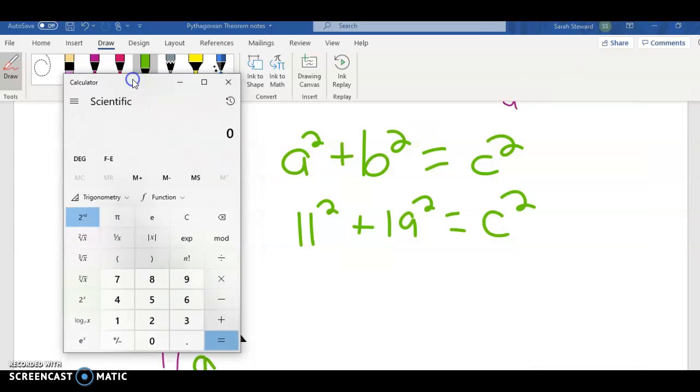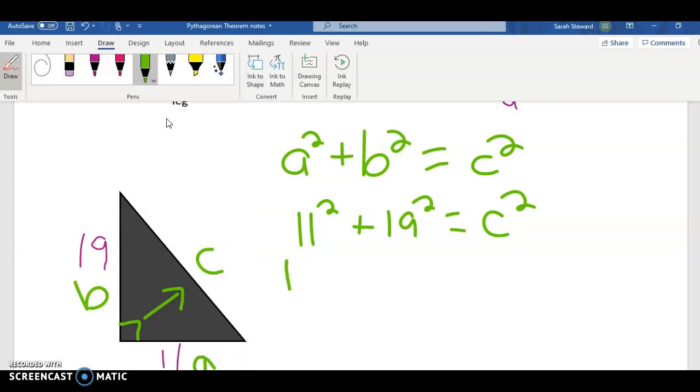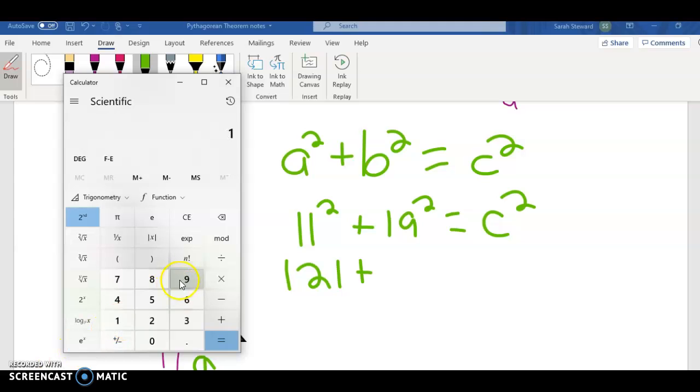So I'm going to bring this over here so you can see it better. And we've got, well, we should all know that 11 squared is 121. Plus 19 squared, that's not one that I personally have in my memory bank. If you do, I am happy for you. But 19 squared is going to give us 361.